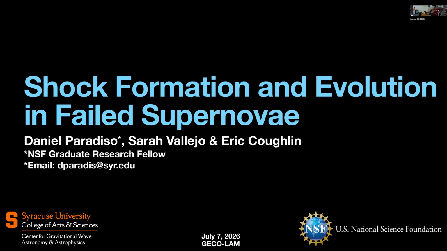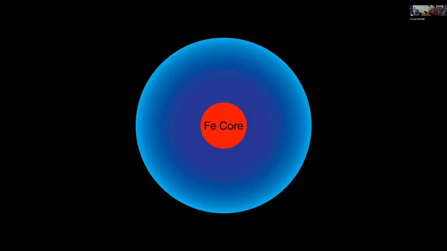Yes, hello. I'm Dan Paradiso. I'm a fourth-year PhD student at Syracuse University in the US. I'm going to talk a little bit about the theory of shock waves in failed supernovae, so a bit more on the prediction side of things.